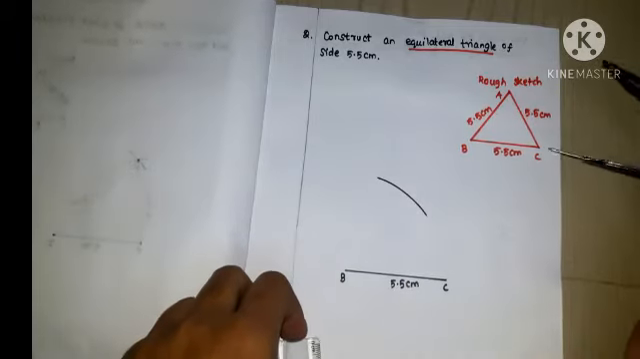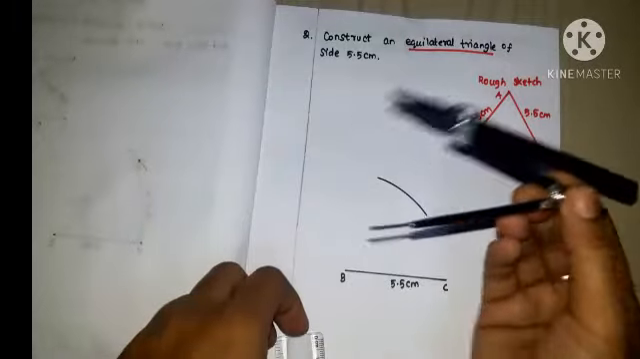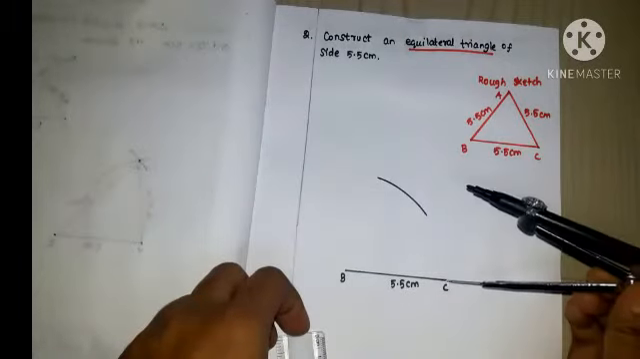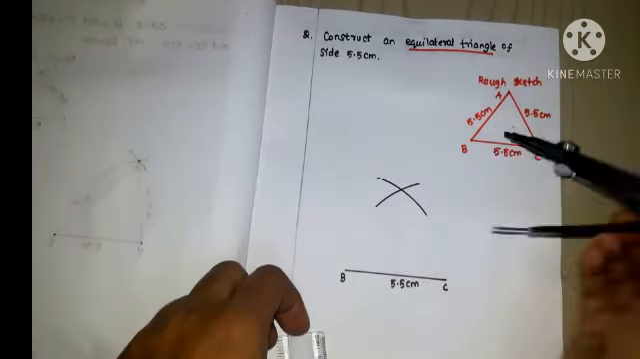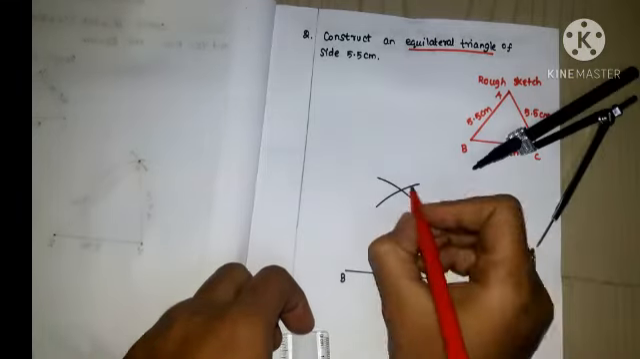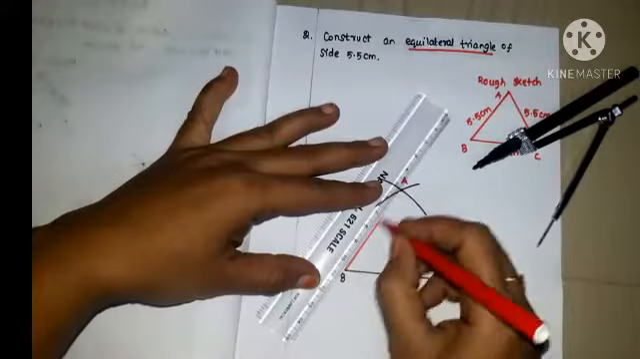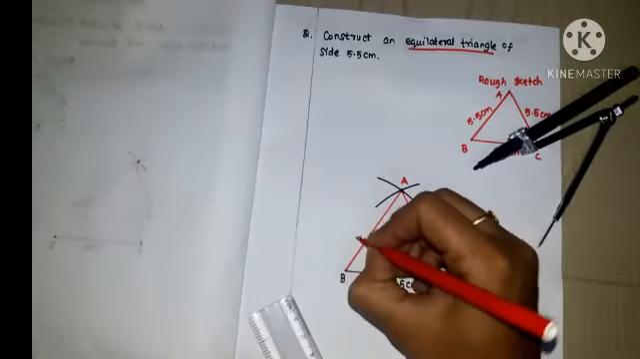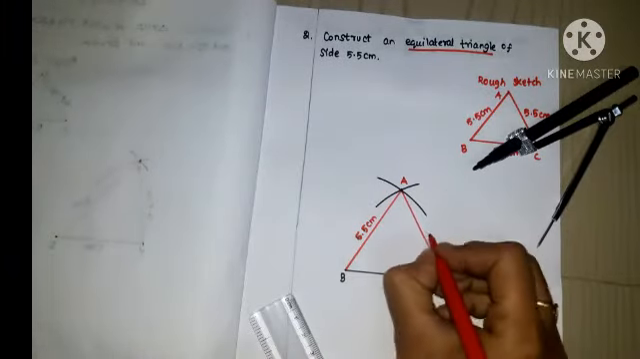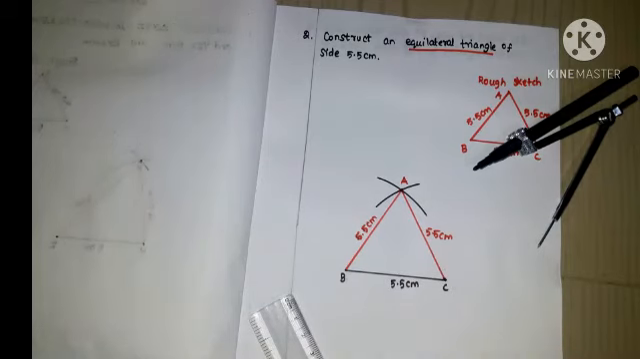Again from C to A also I am having 5.5 centimeter. Already I have the measurement of 5.5 centimeter in my compass, so without changing that I will draw another arc which cuts the previous arc at one point. So this point acts as A. Now join AB and CA. Now I have to mark them as 5.5 centimeter and 5.5 centimeter. Now the equilateral triangle is finished.